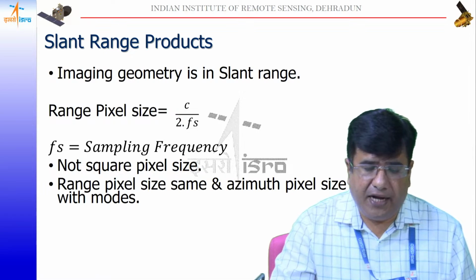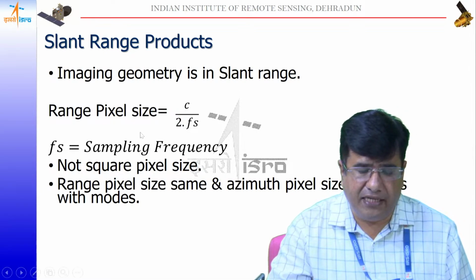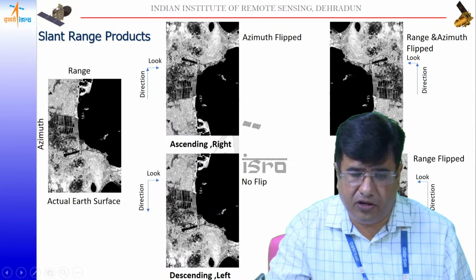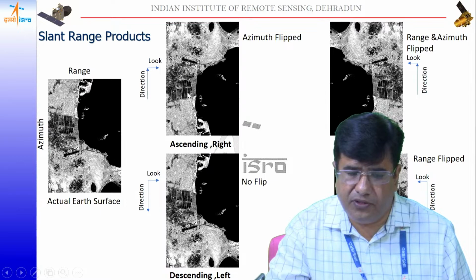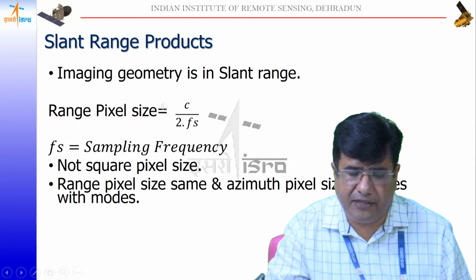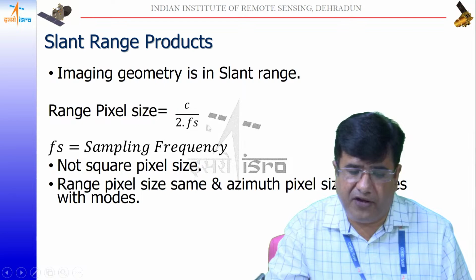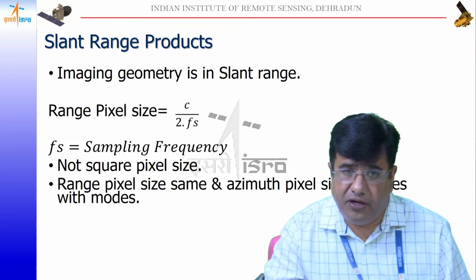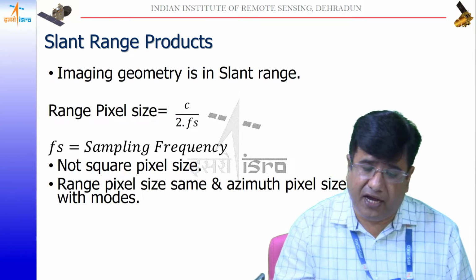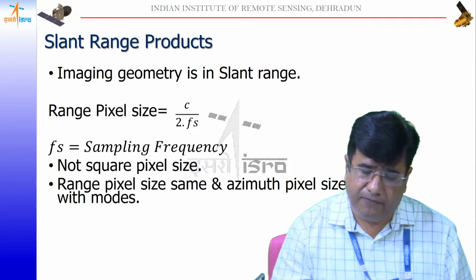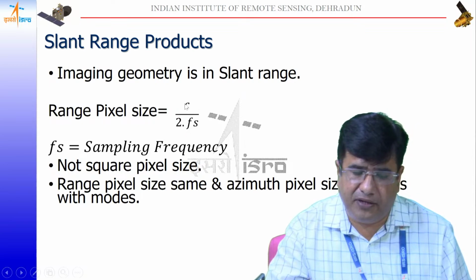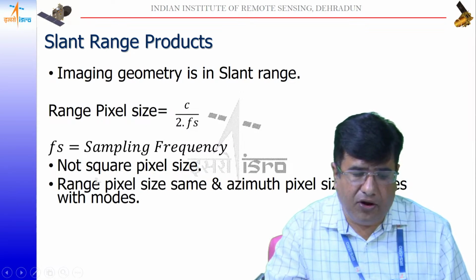In the case of the slant range product, the pixel size is given by c by 2fs. That is, the ground sampling distance between two pixels, or the pixel size, is given by the formula c by 2fs. fs is the sampling frequency. As I told you, the sampling frequency is the frequency at which we convert from analog to digital. So the pixel size is given by the formula c by 2fs.